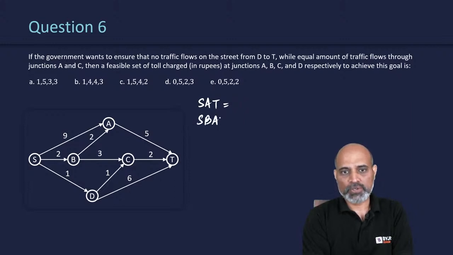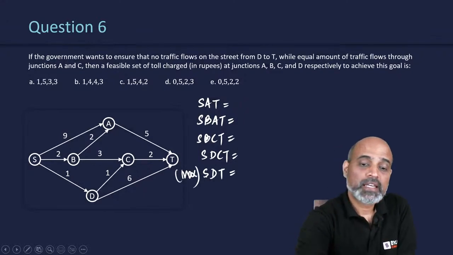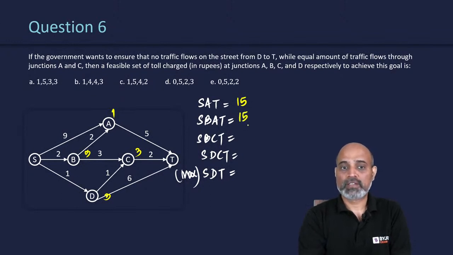Then we have the next route, SBAT. Then we have SBCT. Then we have SDCT and then we have SDT. So I want SDT to be maximum for this question. Let's put the options one by one. Let's put 1, 5, 3, 3. If I do this, SAT cost will be 9 plus 1 plus 5, 15. SBAT cost will be 2 plus 2 plus 5, which is already 9. 9 plus 1 plus 5, 15.